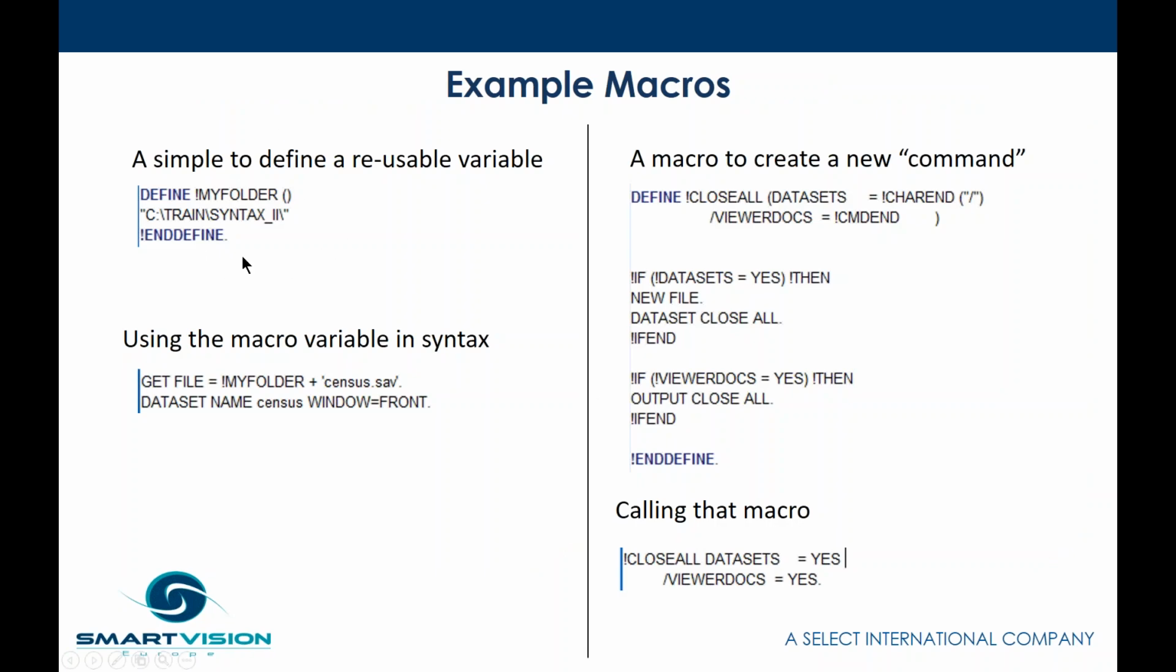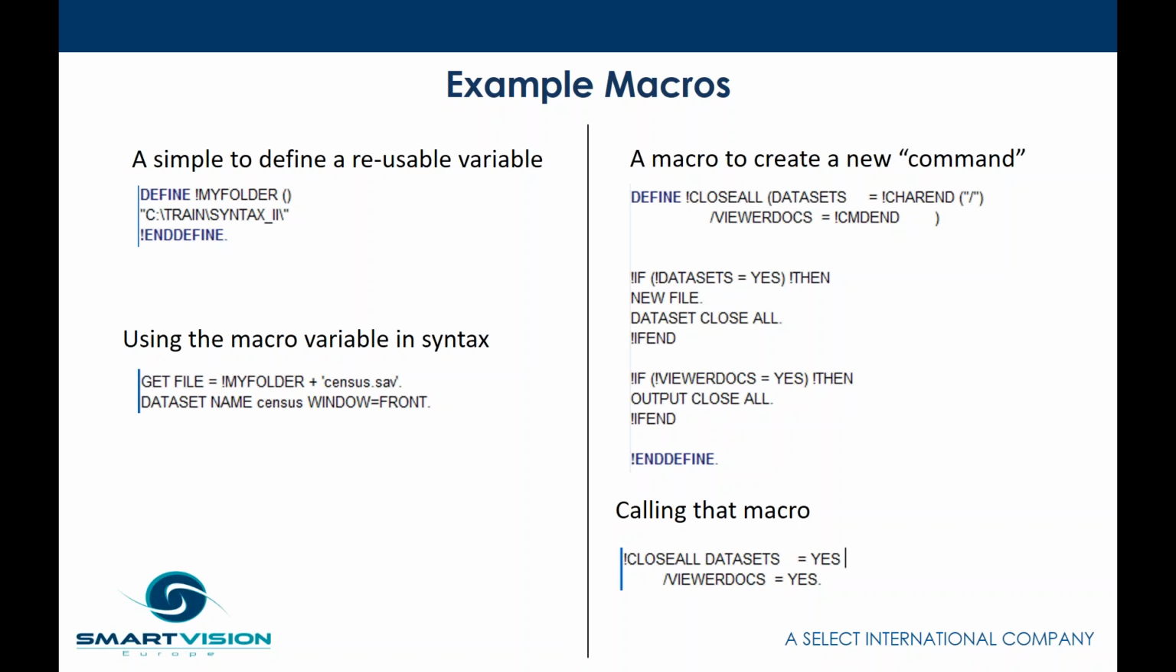Here's a really simple one, perhaps the simplest macro that you can create. A macro is always started by a DEFINE command and finishes with an END DEFINE command that has an exclamation mark at the beginning, a bang. And we usually call our macros with an exclamation mark at the beginning as well. We usually name them, I should say.